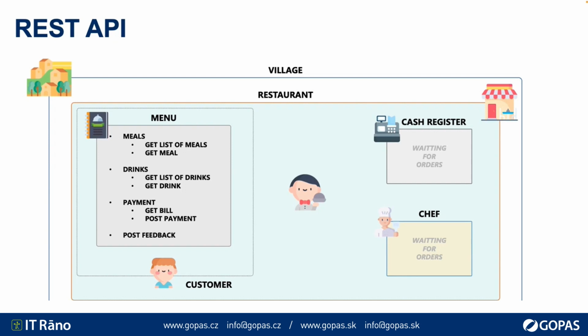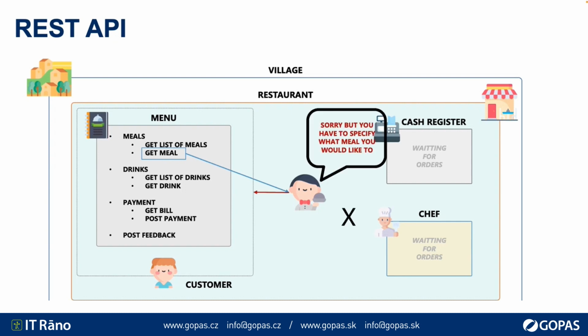Wait a minute. I'm hungry. I would really like to eat, so I want to get a meal, even when I don't know which meals are prepared in this restaurant. So, hey API, please, can you give me a meal? No, sorry, but you have to specify what meal you would like. Okay, but we don't know what meals you're serving.